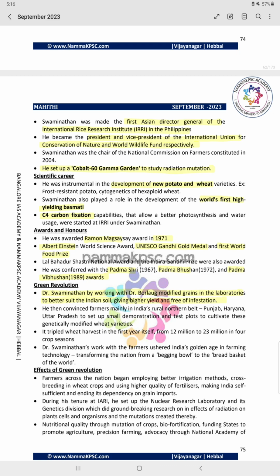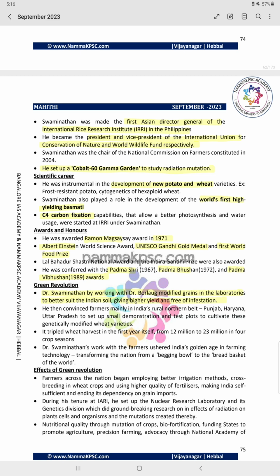He set up a cobalt 60 gamma garden to study radiation mutation. He had also developed a new potato variety, and he had also discovered the world's first high yield basmati with C4 carbon fixation capabilities. Then he also got many awards, some of which we should remember, like Ramon Magsaysay in the year 1971, Albert Einstein Science Award, UNESCO's Gandhi Gold Medal, and the first World Food Prize. The Indian government has also awarded him Padma Shri, Padma Bhushan, and Padma Vibhushan. The latest was in the year 1989, that is Padma Vibhushan.